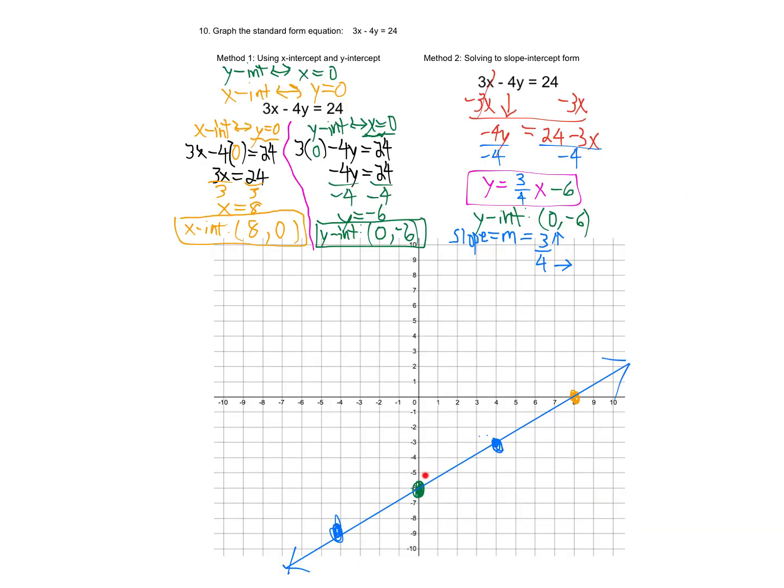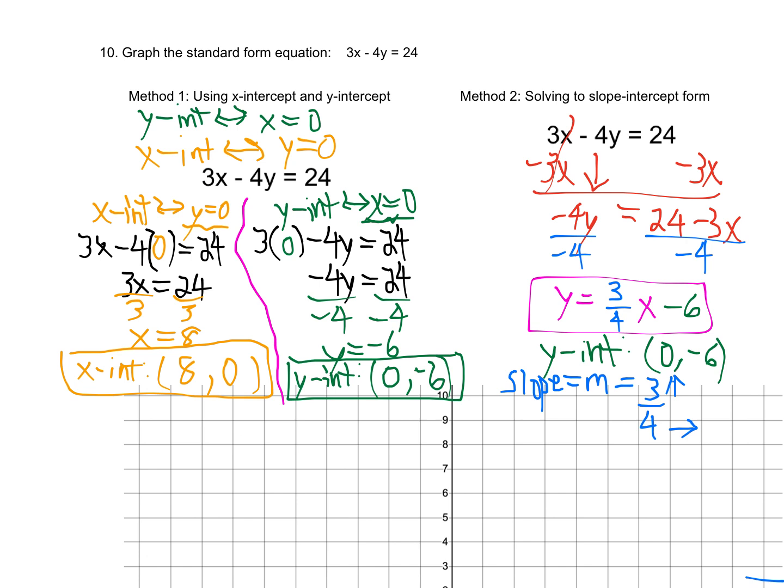As you can see then, in green I've plotted the y-intercept, and in orange I've plotted the x-intercept. Remember, the x-intercept is when y is 0. So I have a point at 0, negative 6, and 8, 0. I connected those 2 points, and that makes my line. That's one technique. The other technique is to solve my standard form equation in the slope-intercept form. We've already done that, so we should be comfortable doing that.